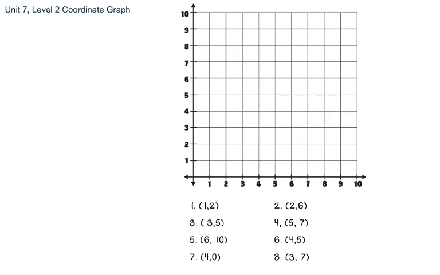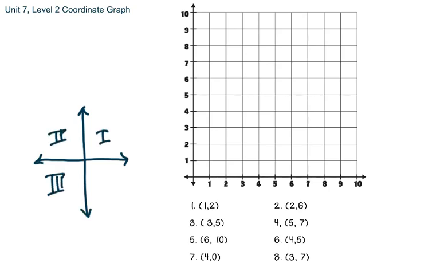This is Unit 7, Level 2, Coordinate Graphing. In upper grades, you will graph in more than just the first quadrant. It'll look more like this. And this is all 4 quadrants: Quadrant 1, Quadrant 2, Quadrant 3, and Quadrant 4.